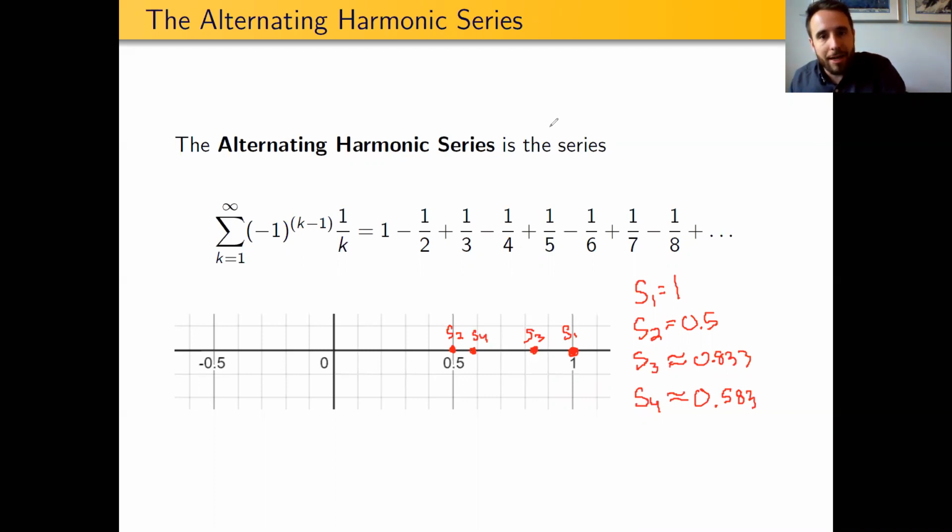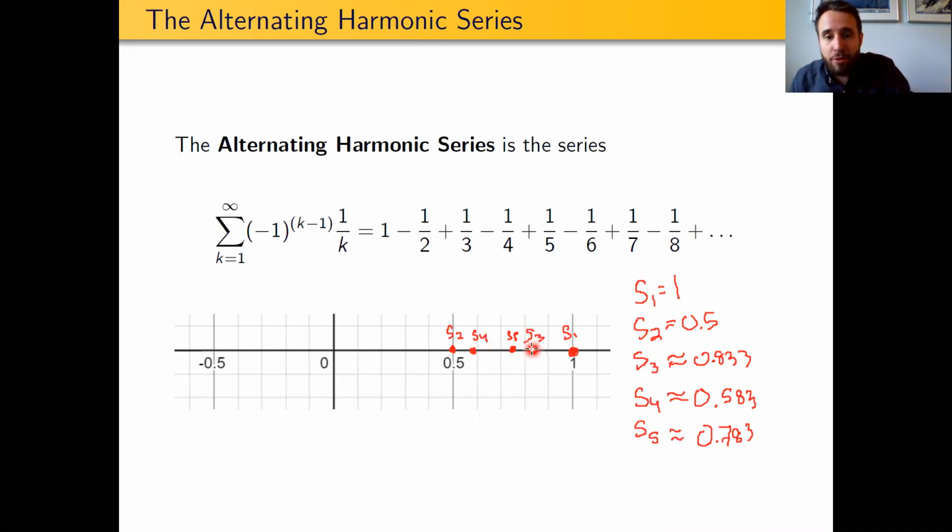And let's do one more, S sub 5. S sub 5 is going to be that whole thing, 1 minus a half plus a third minus a fourth, and now plus a fifth, and that will end up being right around 0.783. All right, and so that will be right around here. And now notice, you can start to see a pattern here. Every single time we add or subtract the next term, we're going to bounce a little bit to the left or to the right, but we're not going to go as far as we had previously been.